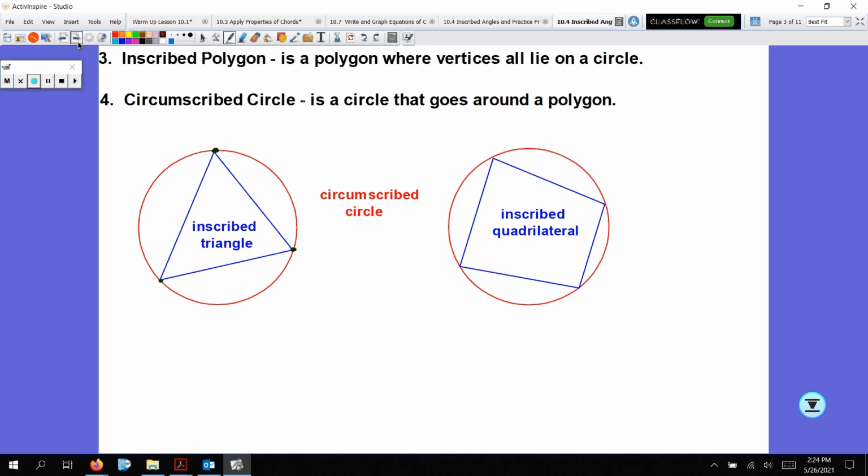All right, inscribed polygon. I'm sorry, I jumped forward earlier, but here we are. That's what I want to talk about. It is a polygon where the vertices all lie on the circle, meaning the points are all on the circle. So those are polygons. This is also an inscribed quadrilateral, right? It's got 4 vertices that are all on the circle. A circumscribed circle is a circle that goes around the polygon. So my red circles are circumscribed circles. They go around the polygon.